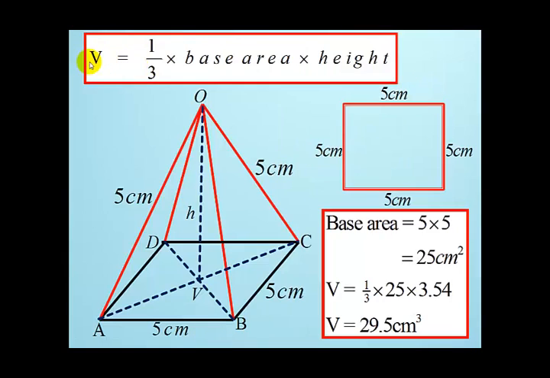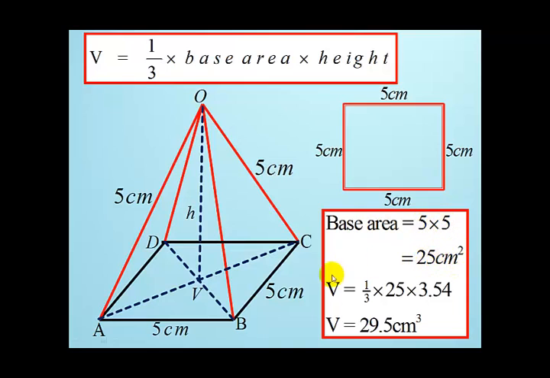Now the volume of the pyramid. Volume of a pyramid is 1/3 times the base area times the height. How do you find the base area? We have to know the base first, and the base is a square from the question. So all the sides are equal. We have 5, 5, 5, 5. How do you find the area of a square? It's 5 times 5, that is length times length. So it's 25 centimeters square.